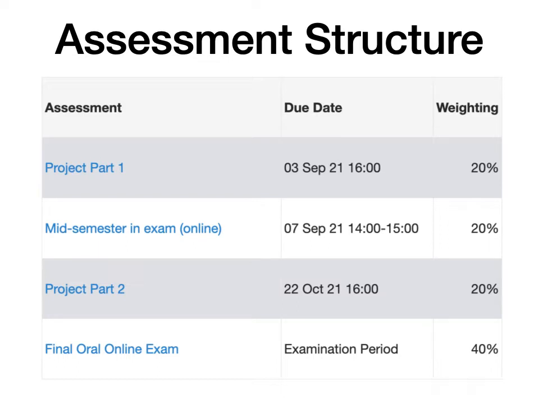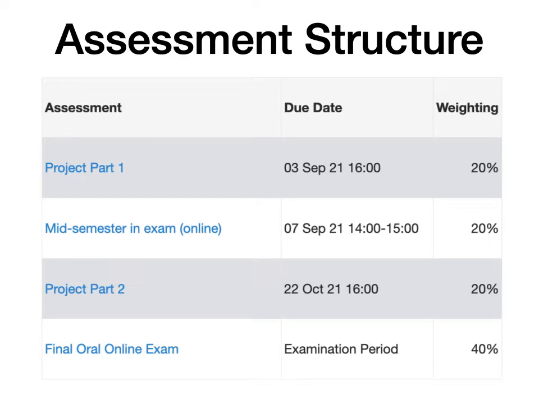The next piece of assessment is project part 2. In this project, you will take what you have done for part 1 and you will further extend it with additional methods, in particular methods based on the neural ranking algorithm that we will see and examine in the course. This piece of assessment is due on the 22nd of October at 4 p.m.